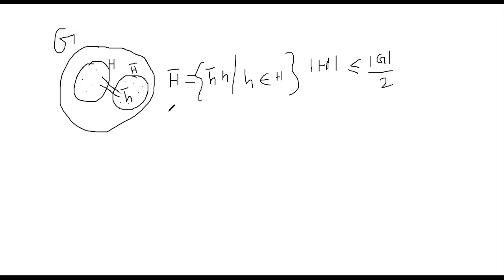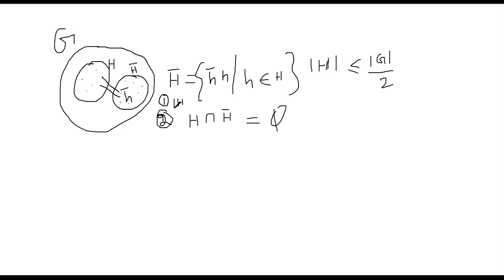In order to prove that the size of H is bounded by the size of G divided by 2, I'm going to prove this. I'm going to prove first that the intersection of H and H bar is empty. This is one fact I need to prove. This is the second fact, the empty set. I need to prove that. And the very first fact that I need to prove is that the number of elements in H is the same as the number of elements in H bar. So I need to show you that H is equal to H bar in terms of the size.